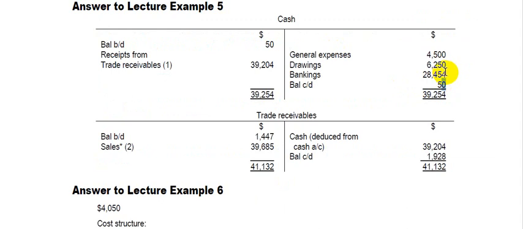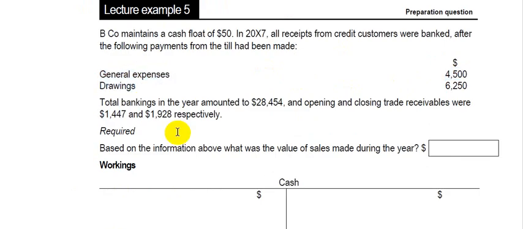Yes, please. As the question says, that's the total banking amount for that year. You've gone faint, I can't hear the question. Yes, how are we going to treat 28,454? The treatment that is given to it. Seeing that that's the total banking for that particular year.